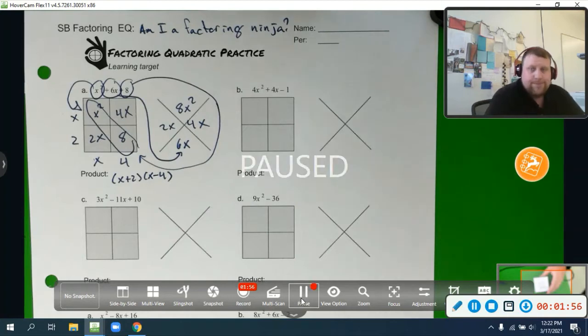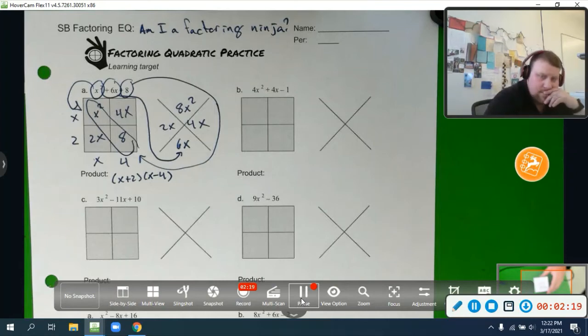Work on B. Don't give up. Come on, you can do this. Don't tune out. Don't go do something else. Actually do this. You can always type in chat if you have any questions, because I know sometimes things get weird.